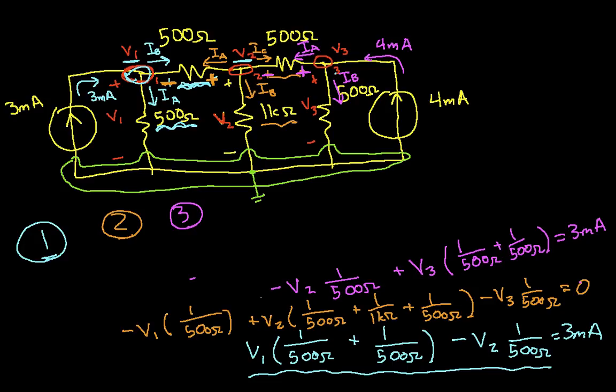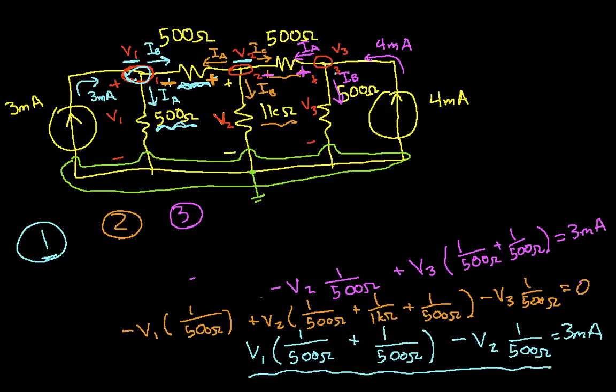The current that's flowing into the node is 3 milliamps. So once you've had some practice, you can actually look at a circuit and just write down the equations that you need to solve in order to find V1, V2, and V3. Okay, so again, it's not very tidy, but I do have my three equations that I need to solve now.